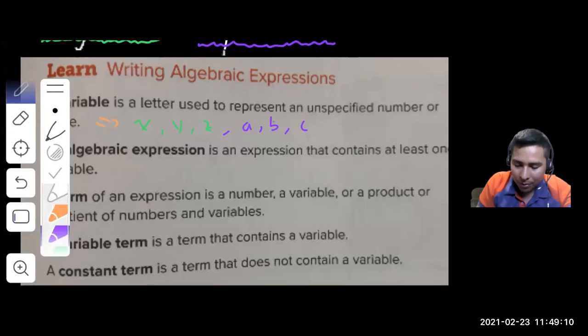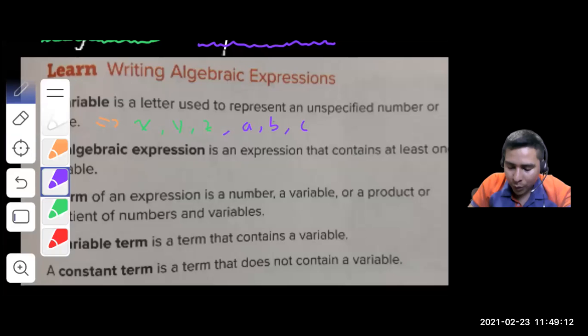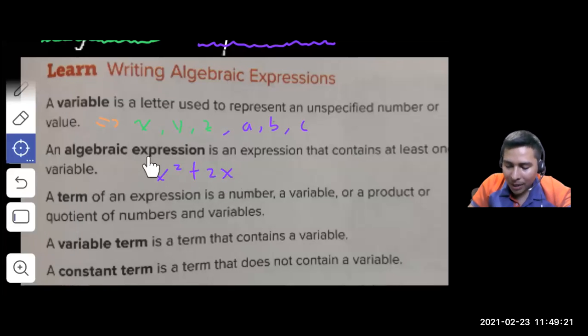I will give you an example. An algebraic expression is something like this: x squared plus 2x. Why is this an algebraic expression? Because this contains at least one variable. In this case, I have two variables. I have x squared, and I have x. This is an algebraic expression. It's just an expression that contains more than one variable. Just like that.